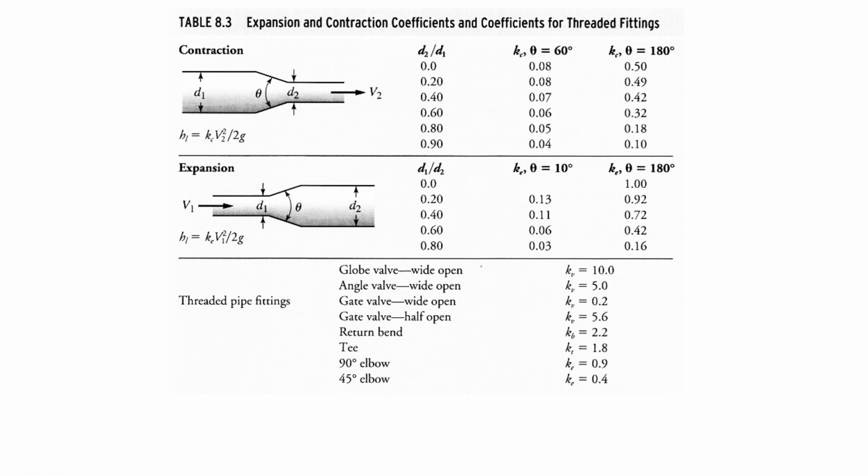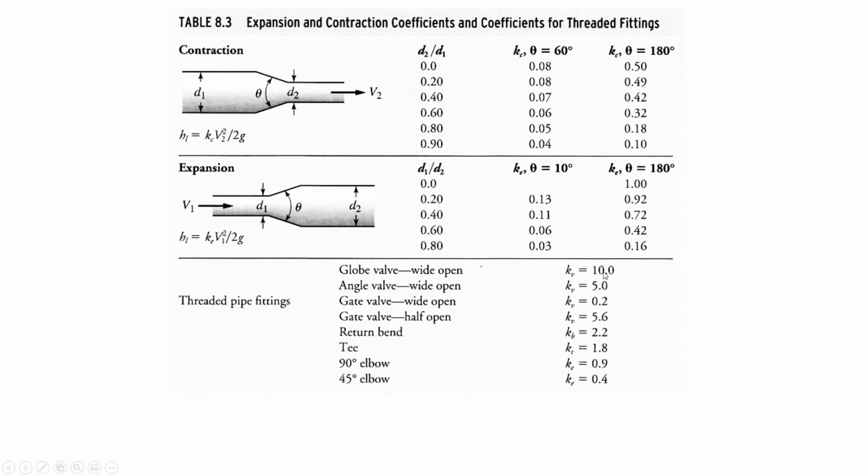If the downstream pipe is only 20% of the diameter of the upstream pipe, so this line would have the K value of 0.49. So that's nearly 5 times higher than the K value for the more gradual transition to a pipe that's 90% of the diameter. And then a similar thing is true also for the pipe expansions.